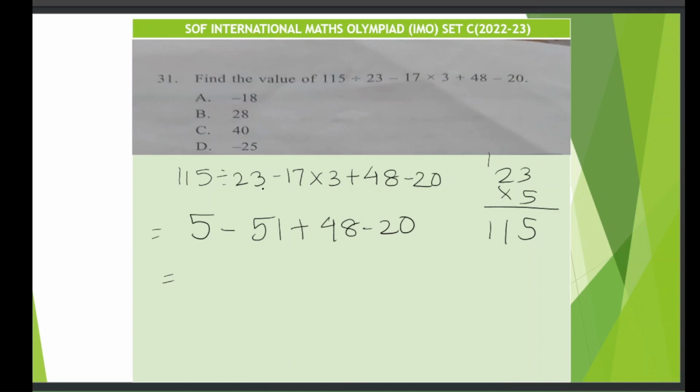Okay. So let's add up these two numbers. These are two positive integers. 5 plus 48, how much is it? It will be 3. 5 plus 8 is 13. So 3 will stay and 1 will get carried over. It will be 53. And then we will add up the negative integers.